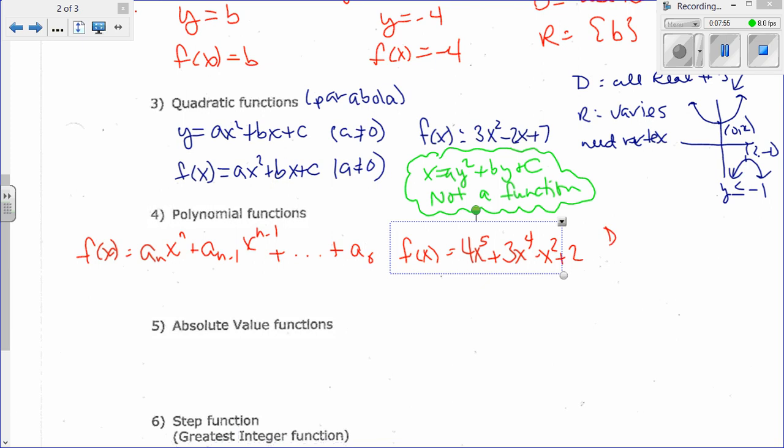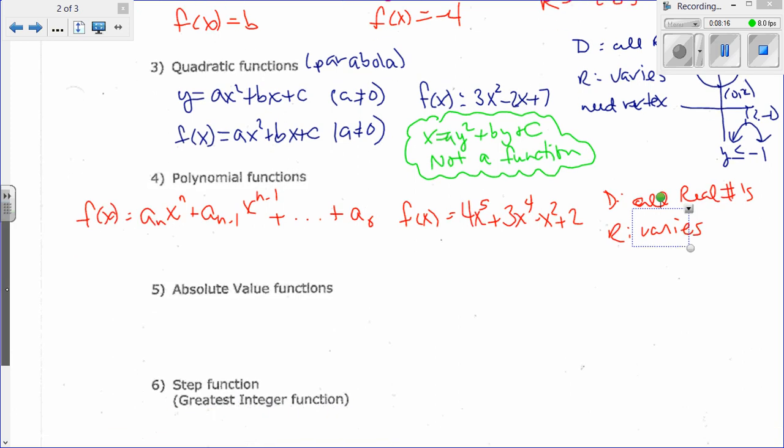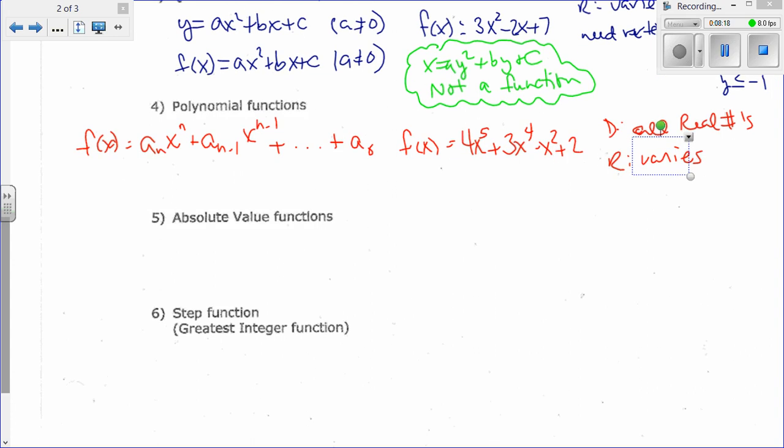And my domain is all real numbers again. And my range varies depending on my function, and you'd have to look at the graphing calculator to help you out with those types of problems. We'll spend some time doing higher order polynomials or polynomial functions later on this year, sometime in December-ish. Should be before Christmas, sometime in December.